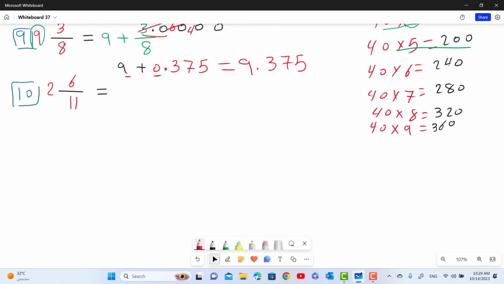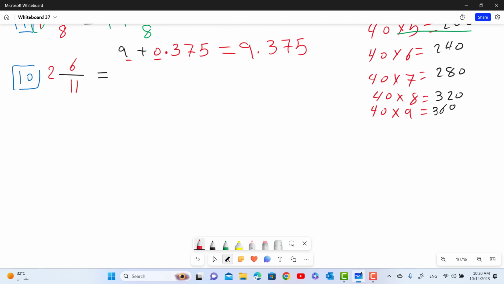Okay, last one and finish. 2 and 6/11. Also, like we said, 2 plus 6/11. Do the division for this alone. After you finish, do plus 2 and you can write it easy with the correct answer. 6/11 we can't. Which number less? We put 0 first and take next because 6 is smaller than 11.